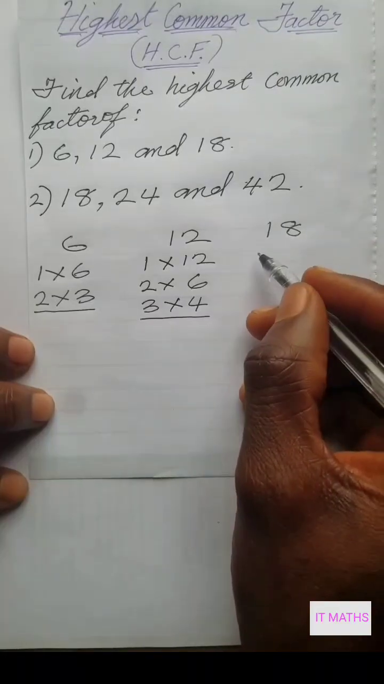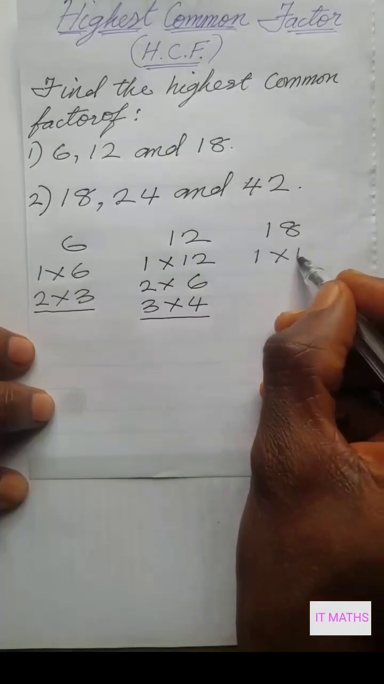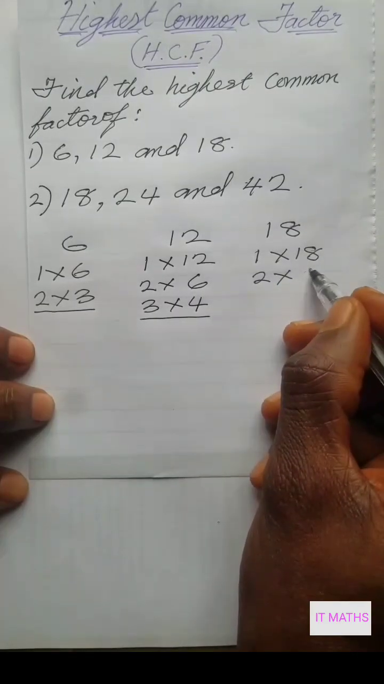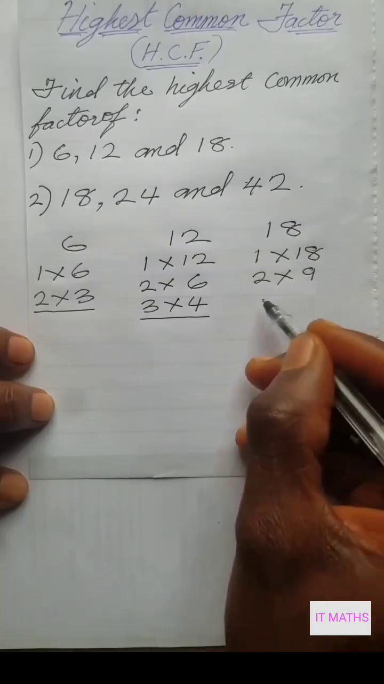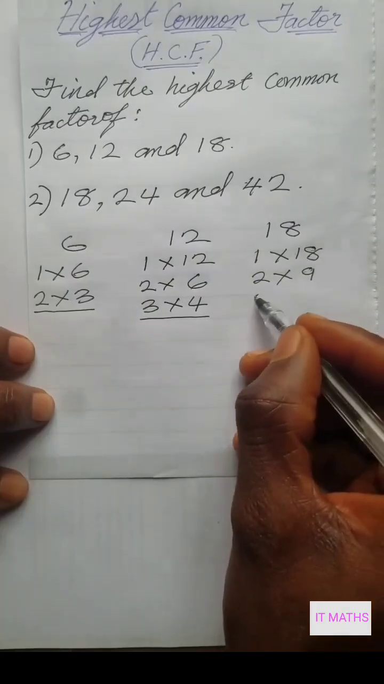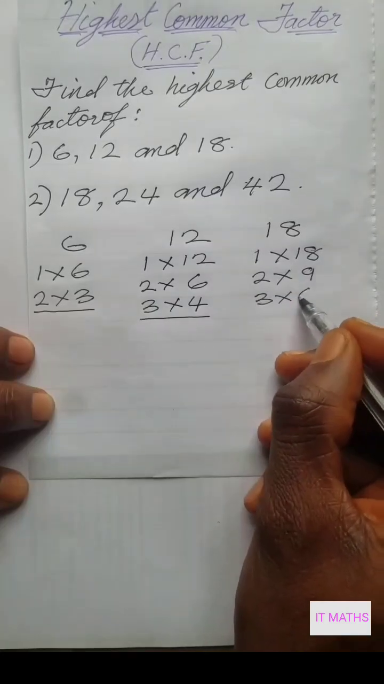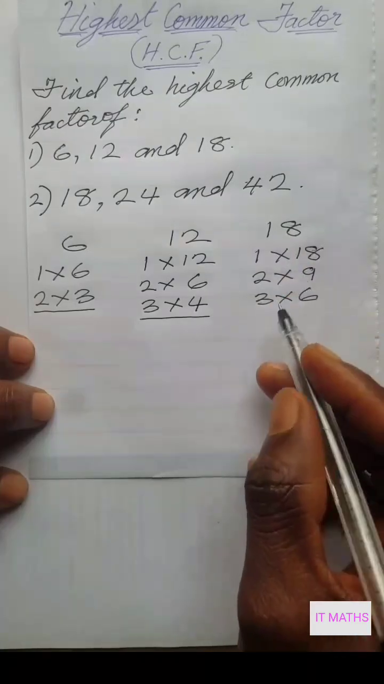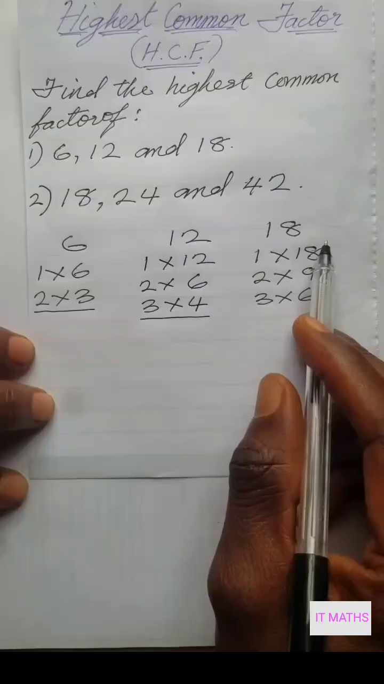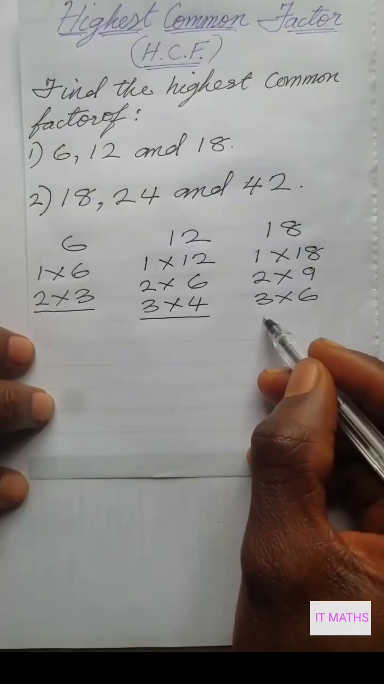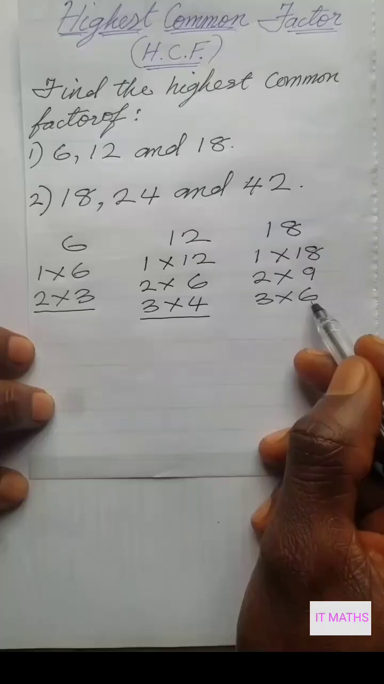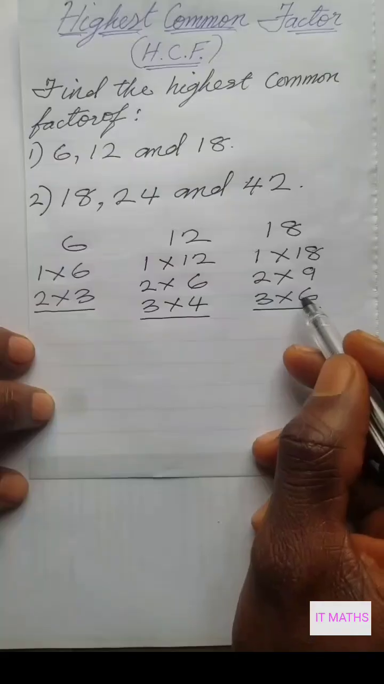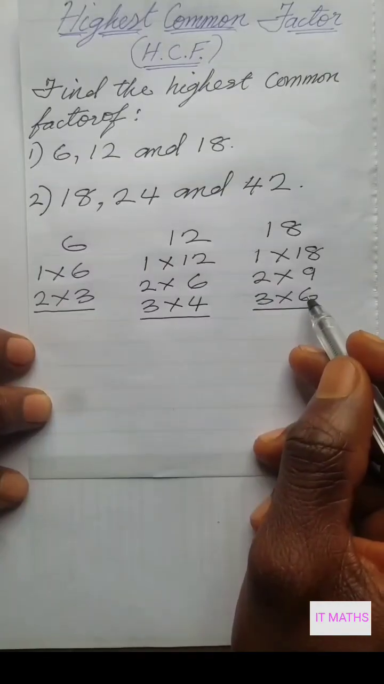Now, let's go to 18. 1 times 18 gives 18. 2 times what gives 18? 9. The next number is 3. 3 times what gives 18? 6. 4. 4 times nothing gives 18. 4 is not a factor. 5 times nothing gives 18. 5 is not a factor. The next number is 6. And once we realize that we already had that number, that means we've gotten to the end. 3 times 6 is the same as 6 times 3. So we've gotten to the end of the factors.